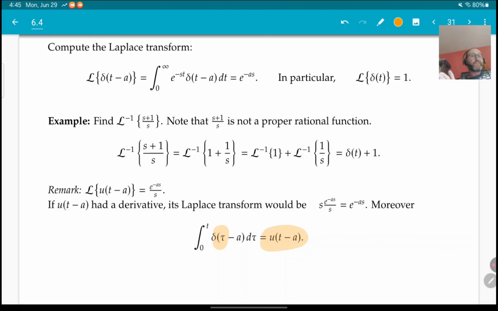we don't get this tau minus a. When does that become 0, right? And so once we get to a, suddenly tau minus a becomes 0 for some tau in the interval from 0 to t, right? And so then this integral becomes 1, right? And so that's what it is. That's what the formula is.